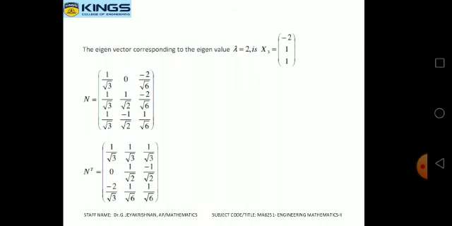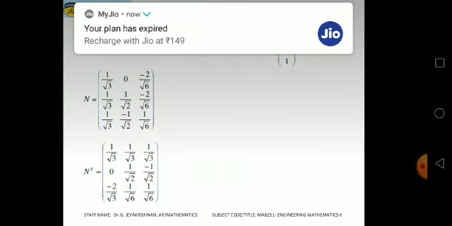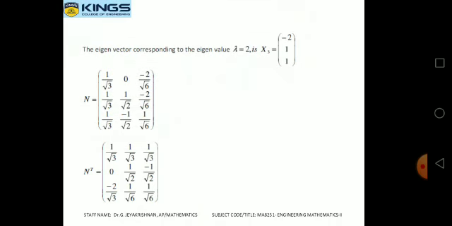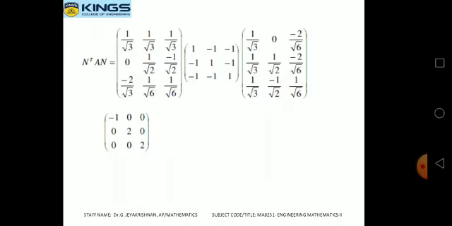Now, we have to find the diagonalization D. D is equal to N transpose A N. Multiply the above three matrices. N is the normalized matrix, N transpose we have just found, and A is the given matrix. Therefore, multiplying N transpose A N, we get the values minus 1, 0, 0, 0, 2, 0, 0, 0, 2. Multiplying the above three matrices, we get this result.